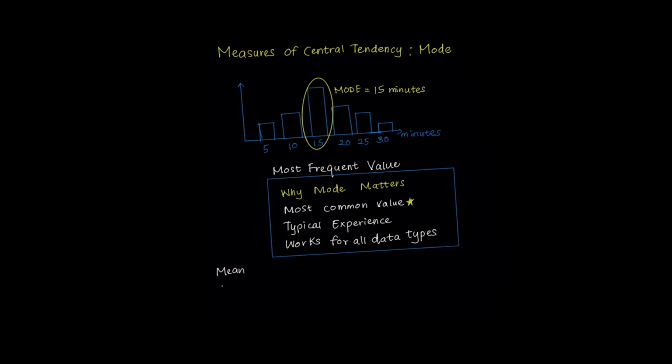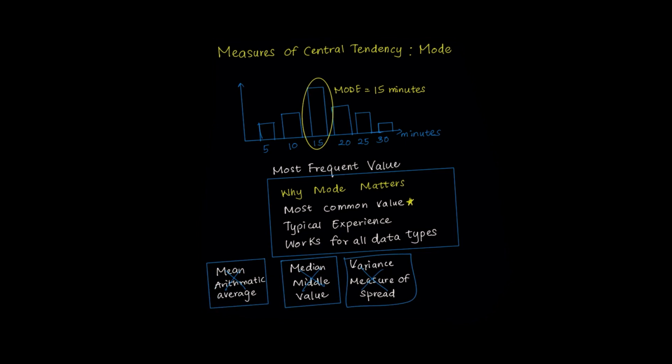The mean is different, calculated by adding all values and dividing by the count, so it gives you the arithmetic average, which can be skewed by extreme values. The median is the middle value that divides the dataset in half, with 50% above and 50% below. Variance isn't even a measure of central tendency at all. It's a measure of spread that describes how far values deviate from the mean. Understanding when to use mode versus mean versus median depends on your data distribution and what question you're trying to answer about typical or central values.